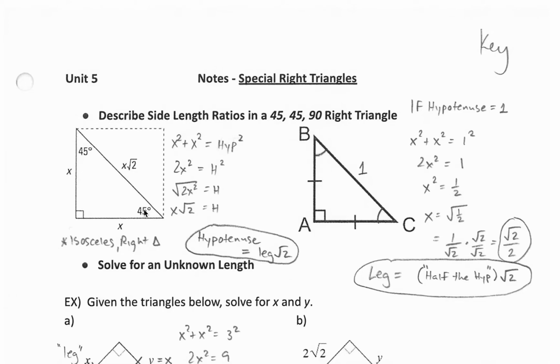In this video, we're going to be talking about ratios and special right triangles. We have two that we're going to focus on. The first one is called a 45-45-90. It could go by a different name if we analyze it a little bit.